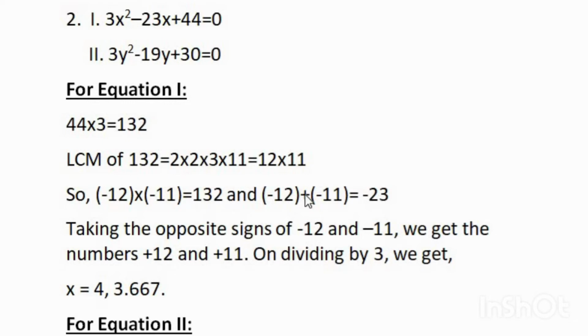Understood? So the required numbers are minus 12 and minus 11. So we have to take the opposite signs, that is plus 12 and plus 11. So the required numbers are plus 12 and plus 11. And then we have to divide these numbers by the x square term, and the x square term is 3. So divide these numbers. 12 by 3 is 4, and 11 by 3 is 3.667. So the values of x are these two numbers, that is 4 and 3.667.